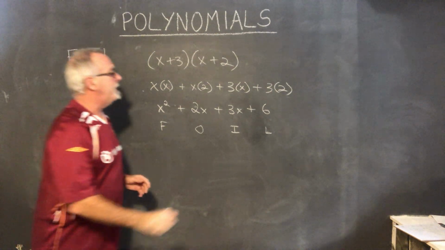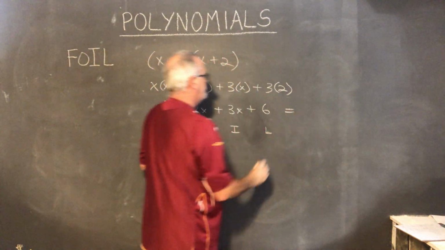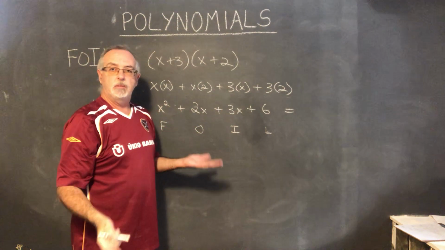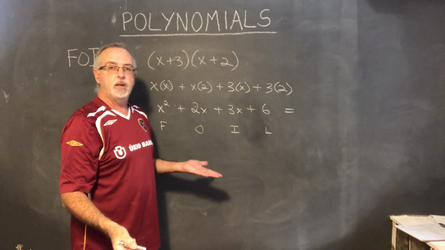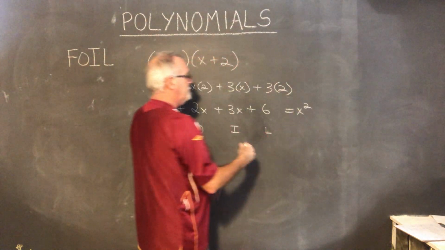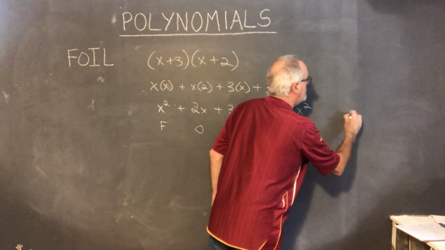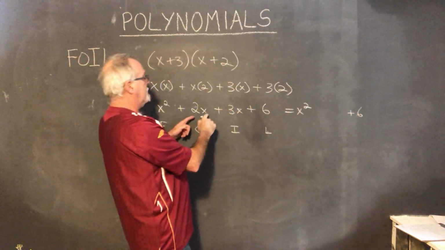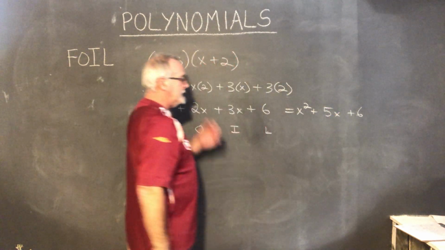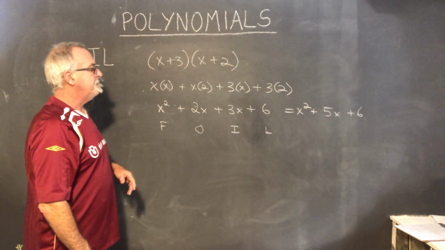And when I simplify it, the 2x and the 3x are similar terms, so we have to combine them if we want this to be fully simplified. So the x squared cannot be simplified, it can't be combined with anything. The plus 6 cannot be combined with anything, but the 2x and the 3x can be combined into a plus 5x. And that's our simplified final answer.